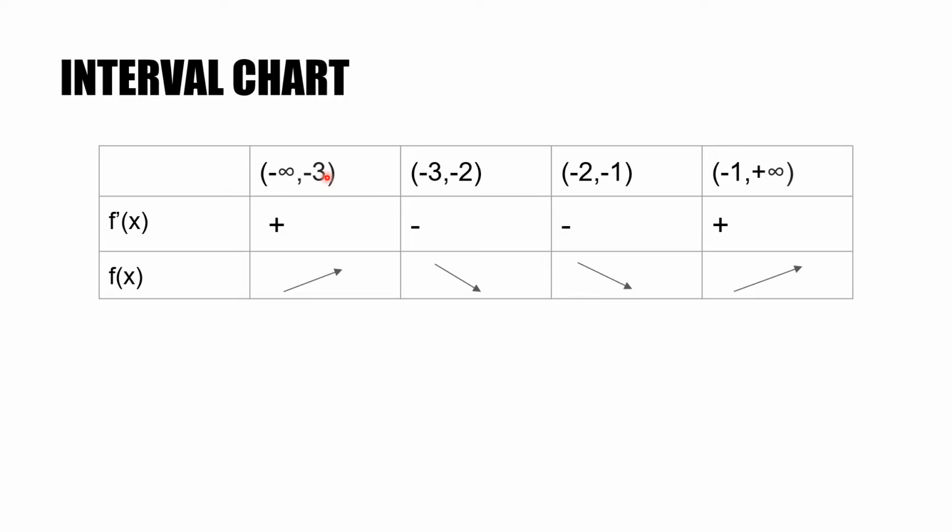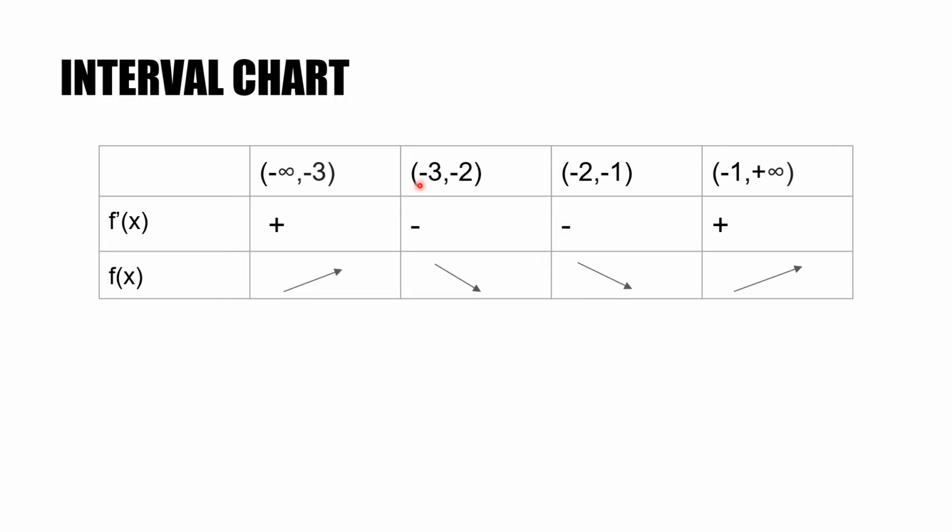Now let's make our interval chart. Here it is. As you can see, we have our three critical numbers, -3, -2, and -1, arranged as seen on the number chart. We have our intervals from -infinity to -3, -3 to -2, -2 to -1, and -1 to positive infinity. We take a number between -infinity and -3 and input that into f prime of x, our derivative. For instance, if we put in -4, we would get a positive answer.